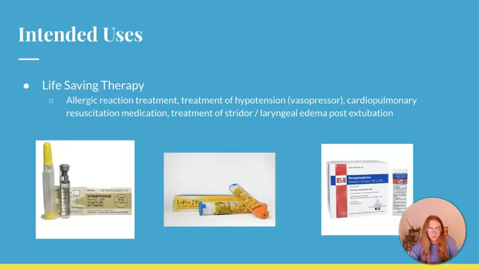The syringe we give is the first image. Another use is post-extubation. If a patient has stridor or laryngeal edema, we can give nebulized racemic epinephrine to help reduce the swelling in the airways, which is shown in our final image.